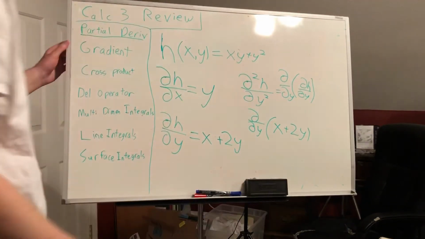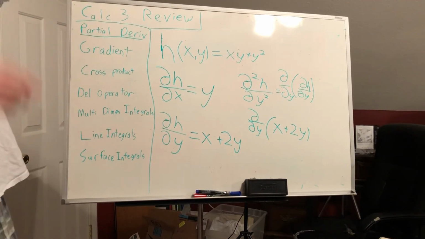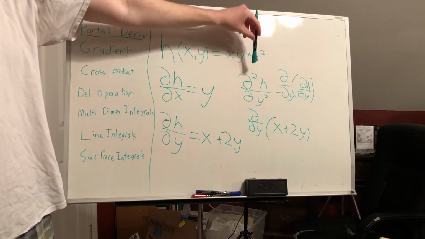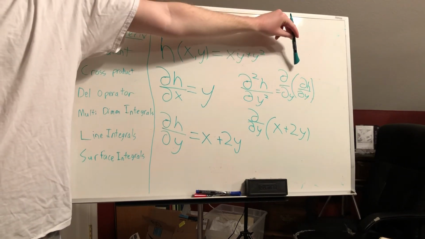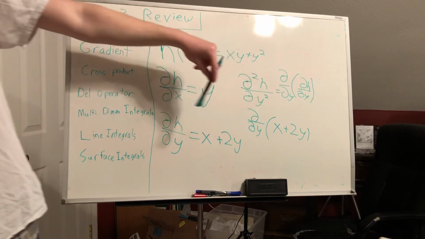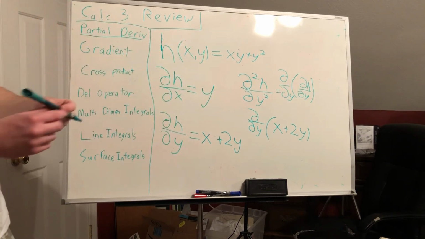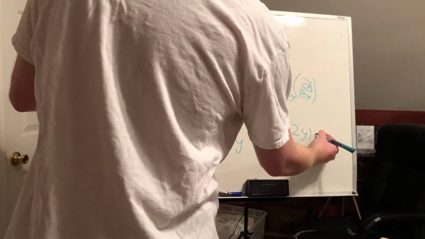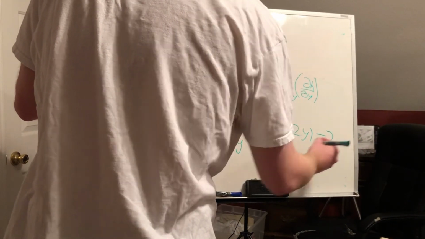I'm probably standing in front of the board. So you can see if we're taking the double derivative with respect to y, you just take the derivative with respect to y twice. We knew this from before. We'd already found the derivative with respect to y. And this would just give us 2.